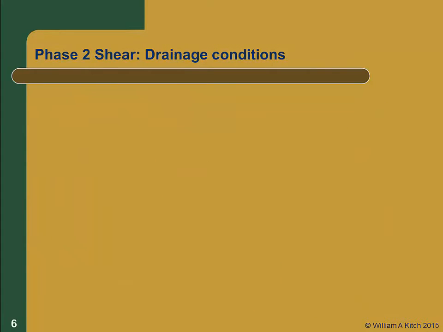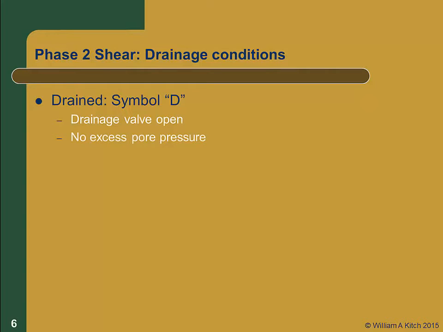During phase 2, the shear phase, again, the drainage valve may either be open or closed. If the valve is open, we call the phase drained and use the letter D as a label. In a drained test, the assumption is that there are no excess pore pressures generated during shearing. To ensure this is the case, we must run the test very slowly so that any pore pressures that might be generated during shearing have time to dissipate. This is particularly important for clay soils which have a low hydraulic conductivity.